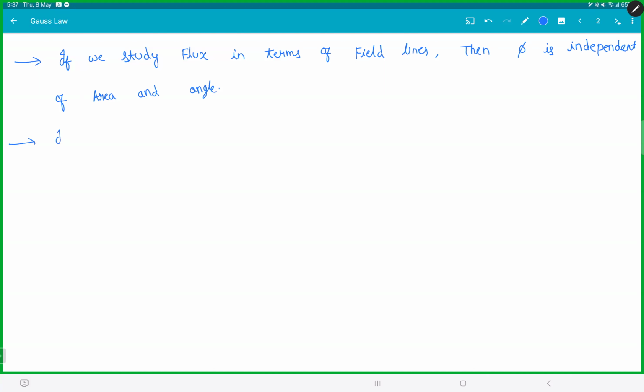But if we study in terms of electric field, then flux depends on area and angle. So be careful, both are not contradictory as such. It all depends on how you're studying them.